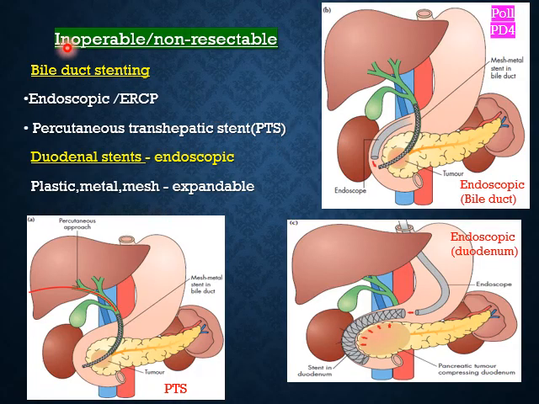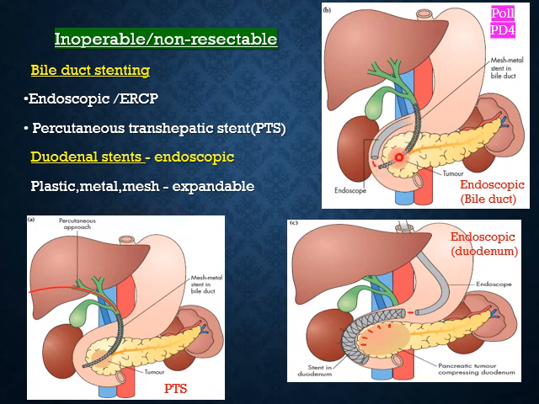Okay, for inoperable or non-resectable pancreatic tumors, the palliative method is stenting. Okay, either bile duct stenting or duodenal stenting, depending on which site is being strictured. The bile duct stenting here can be done either through the percutaneous transhepatic method, where the stent is placed through the liver from above, or through the endoscopic method, like it is done here. Okay, endoscopic, and this is usually done by ERCP.